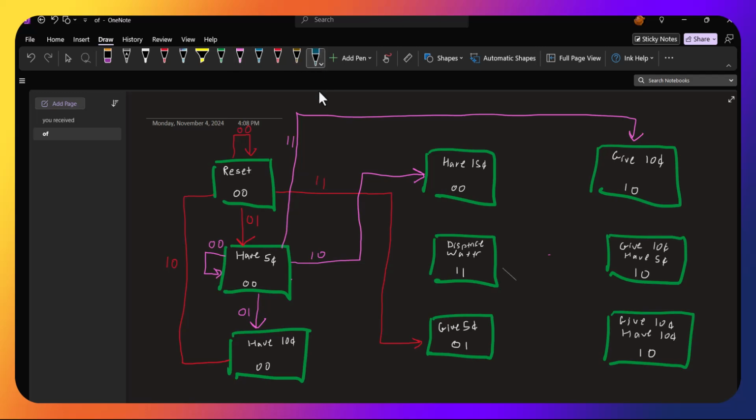Okay, now if I have 10 cents and I do nothing, I stay where I am. If I put in 5 cents, then I have 15. I'm going to do like a digital logic diagram. Now I'll go ahead and draw it all the way up. This is put in a nickel. If I put in a dime, I dispense water. If I have 10 cents and I put in a quarter, then I have 35. So I would give 10 cents and I would still have 5 cents left.